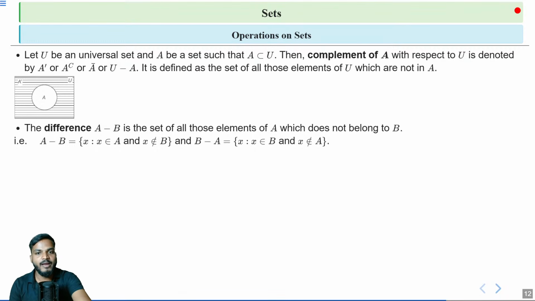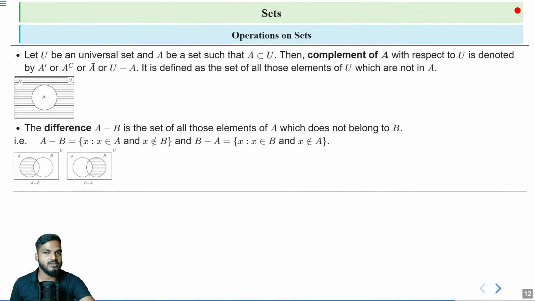What is B minus A? B minus A means x is in B but x is not in A. That's how we define difference for two sets. We can also picture it by Venn diagram. The first figure represents A minus B. U is the universal set, A and B are two sets. The shaded region contains the elements that belong to A but do not belong to B, that is your A minus B. In a similar way, we can define B minus A.